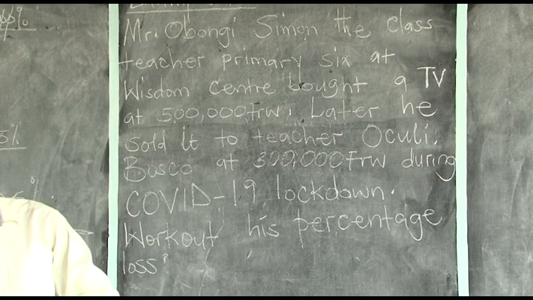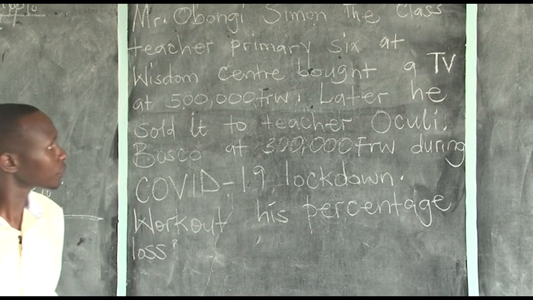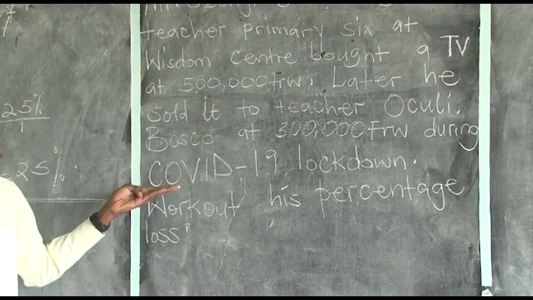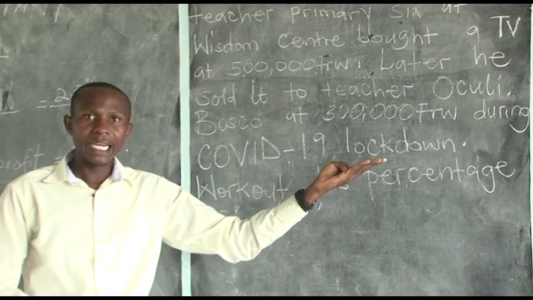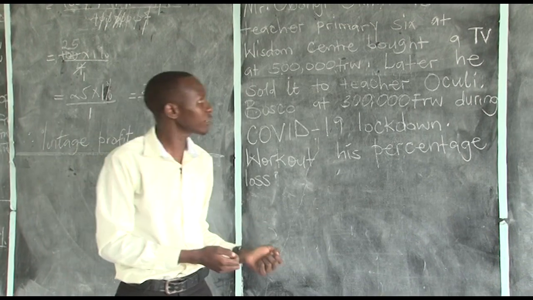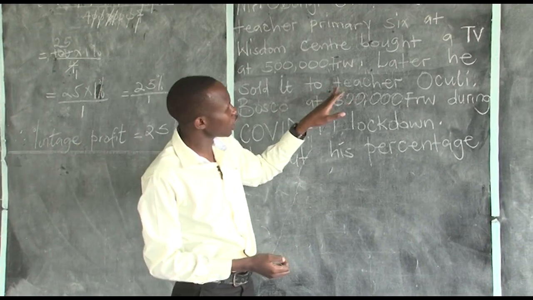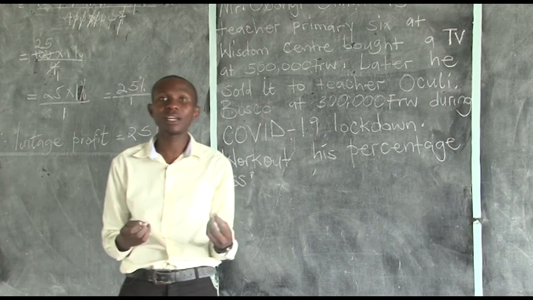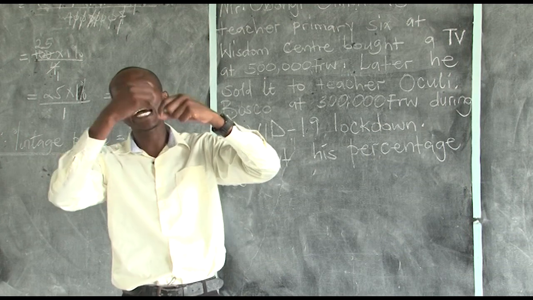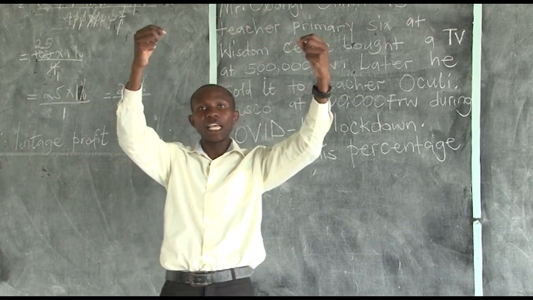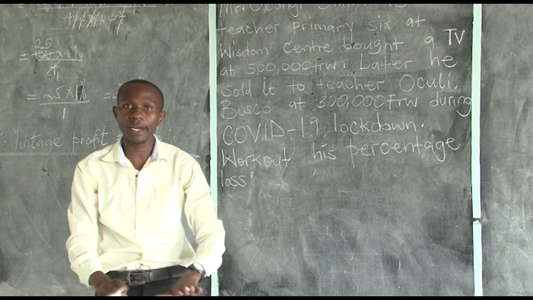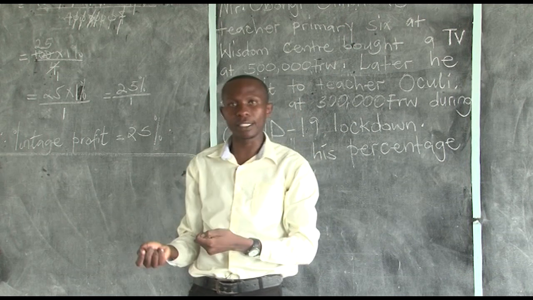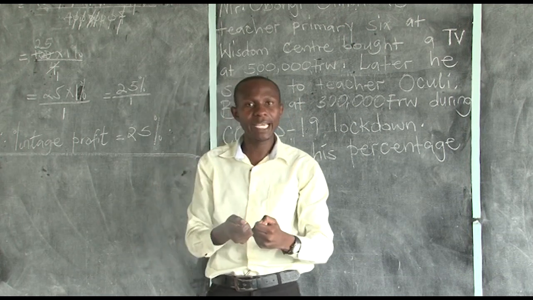After buying it at 500,000 francs, what happened? During the lockdown, according to the question, during the COVID-19 lockdown, he was forced to sell his TV to another teacher known as Ojuli Bosco. At how much? 300,000. But remember, he bought it at 500,000. Then at the end of it all, he sold it at 300,000. What does it mean? Do you think his money increased or it decreased? You realize that his money went down.